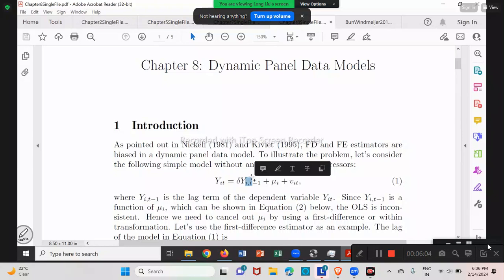But right here, if the autocorrelation is in your y, then the first moment will already be wrong. So let alone the second moment, the coefficient is already wrong, so we don't care about the standard error anymore. Let me show you why the coefficient is wrong.